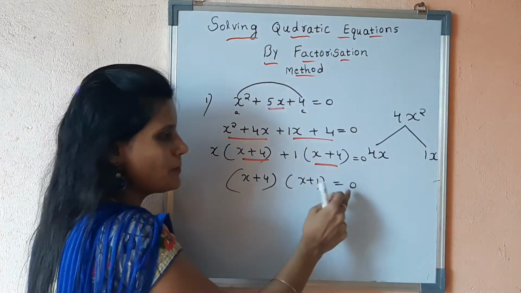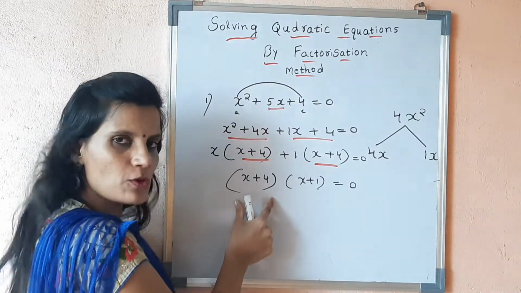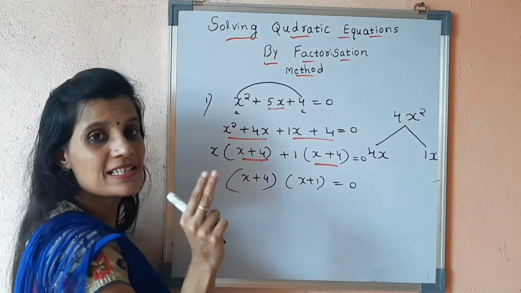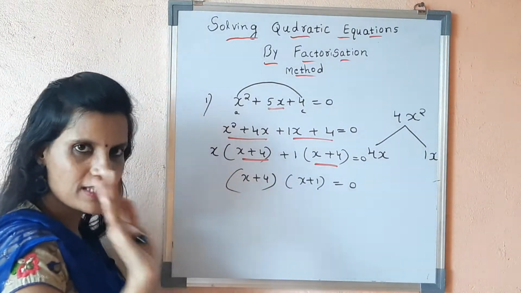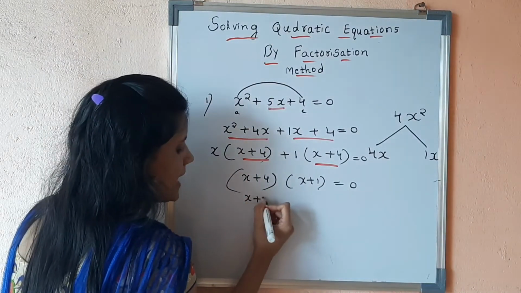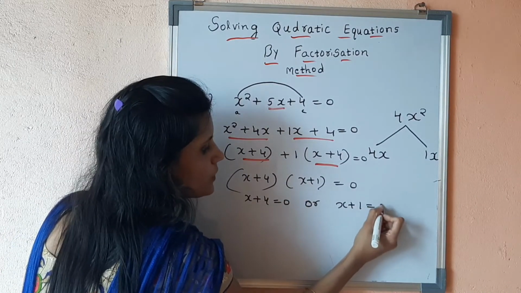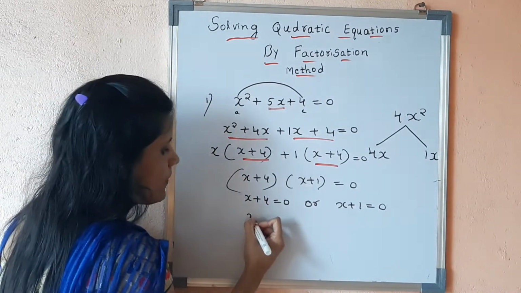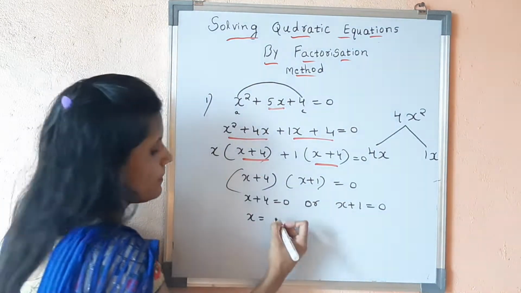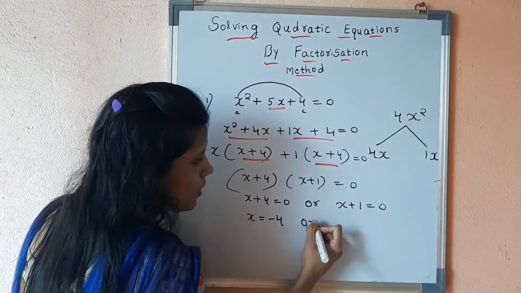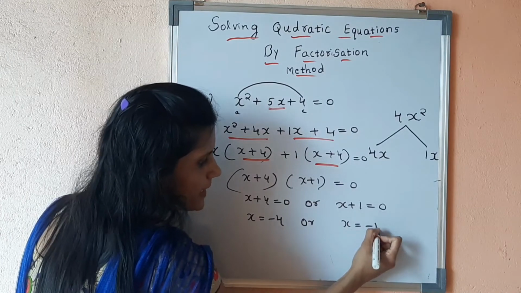If these both should be 0, then either one should be 0. We don't know which one will be the 0, this or this. For this reason, we are going to write x plus 4 equal to 0 or x plus 1 is equal to 0. Now x is equal to 4 will go that side, it will become negative, minus 4, or here x is equal to minus 1.